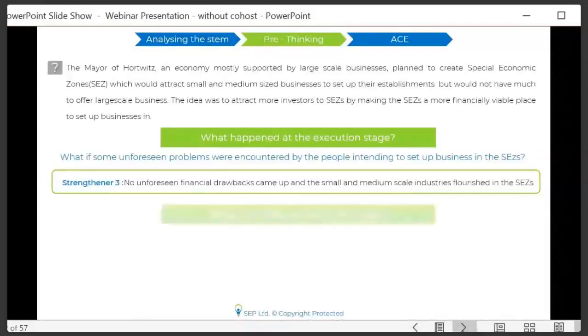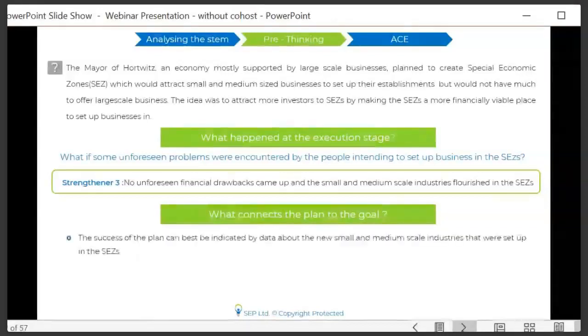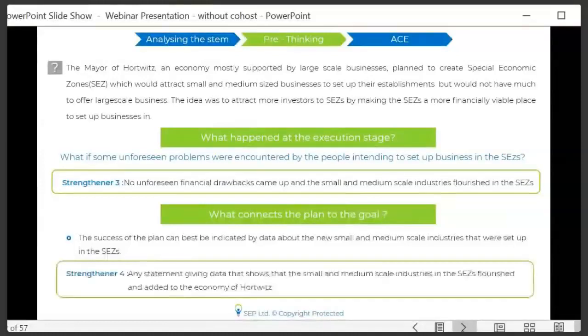Finally, what connects the plan to the goal? Very simple. The success of the plan can best be indicated by data about the new small and medium scale industries that were set up in the SEZs. We have to remember that most industries in Hotwits are large scale and maximum contribution is currently made by them. So a strengthener here would be any statement that gives us data showing that the small and medium scale industries in the SEZs flourished and added to the economy of Hotwits.